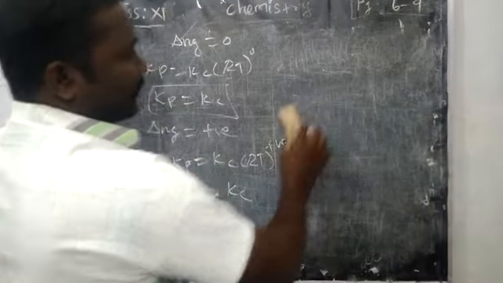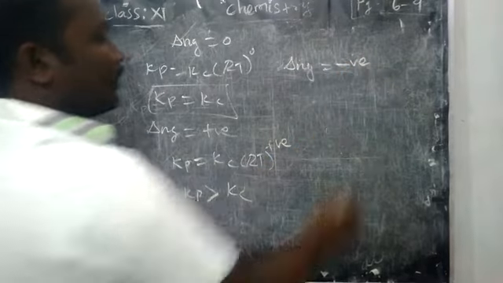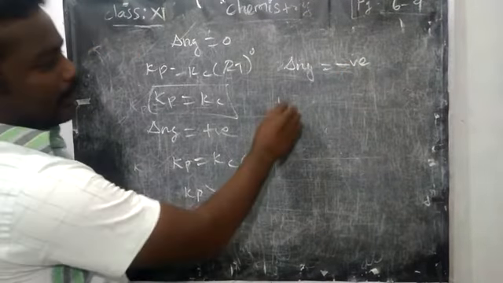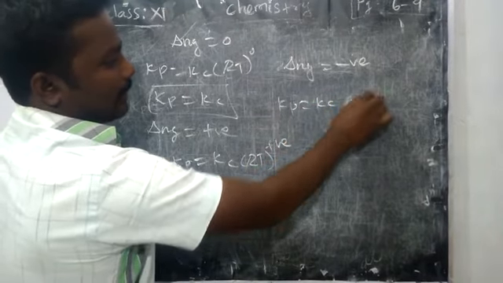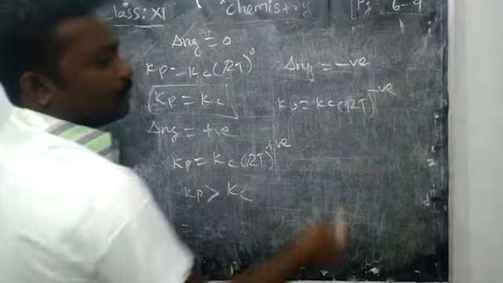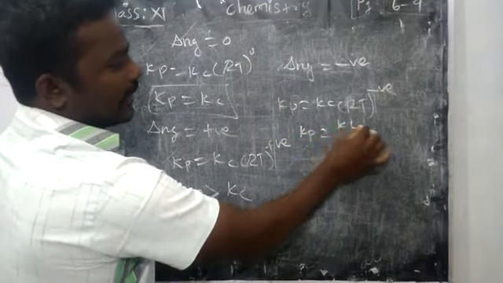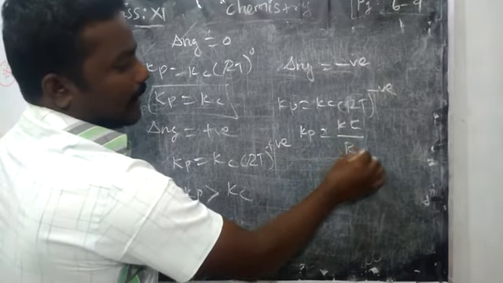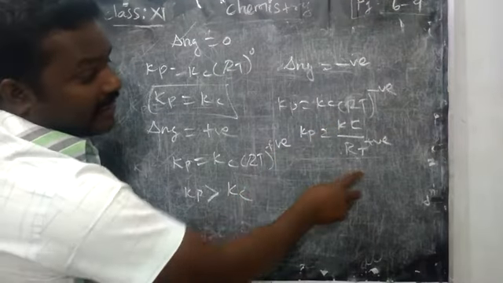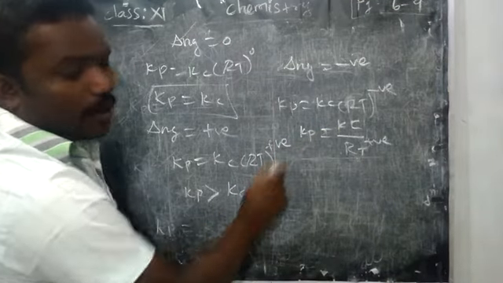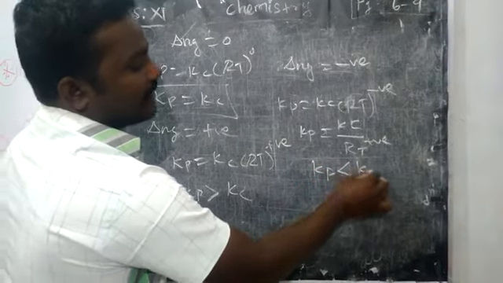At last, delta Ng value is negative. Negative means what will happen? Kp is equal to Kc (RT) to the power delta Ng. Delta Ng value is negative. Negative means how do you make it positive? Kp is equal to Kc divided by (RT) to the positive power. Now you can tell Kc is divided by a certain term, then only it is equal to Kp. So Kp is less than that of Kc.